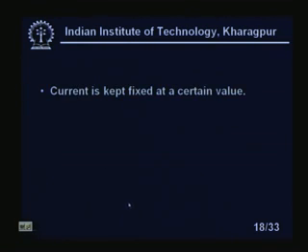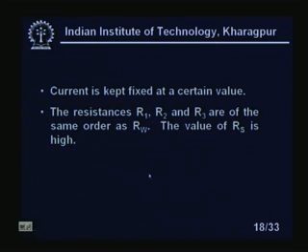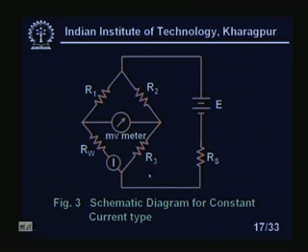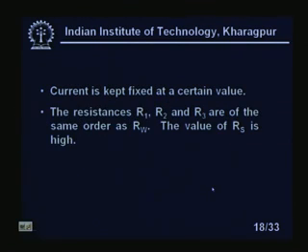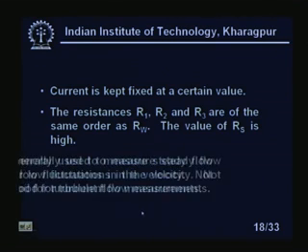So, the current is kept fixed at a certain value that can be measured by the ammeter. What is that ammeter? With the ammeter we can see whether the currents are remaining constant or not. The resistances R1, R2, R3 are of the same order as Rw. Typically, it should be quite small compared to the RS, and the value of RS is high.